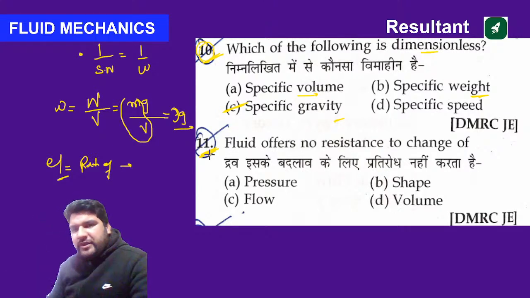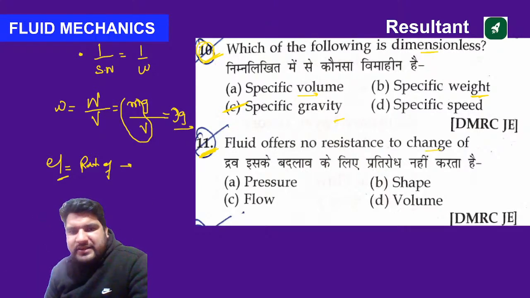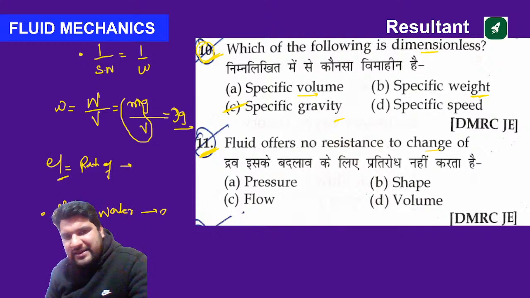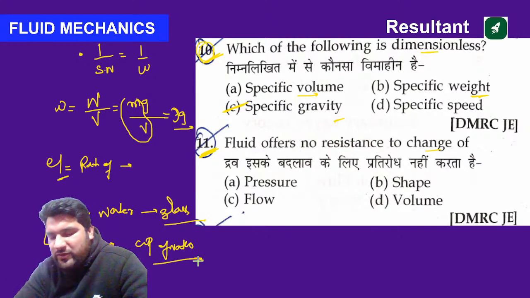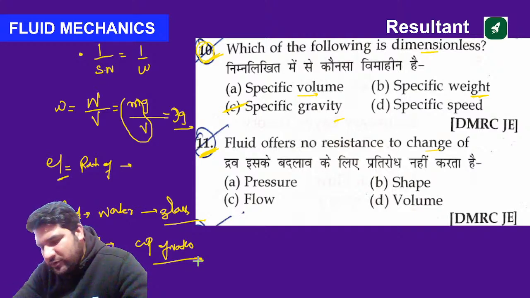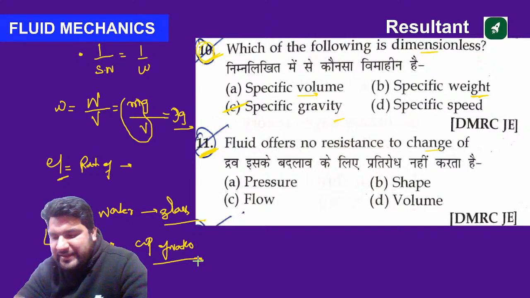So if we are looking at the fluid, we have water. We have a glass of water. Now this glass of water is filled into what? Cup. Into the cup. Now it becomes a cup of water. That means there is no resistance to the shape. So fluid can take the shape of the container. We can say cup of water, glass of water. There is no resistance to the shape.